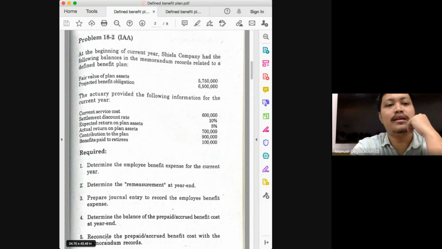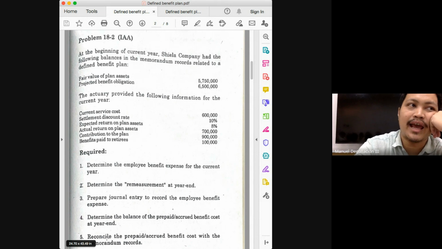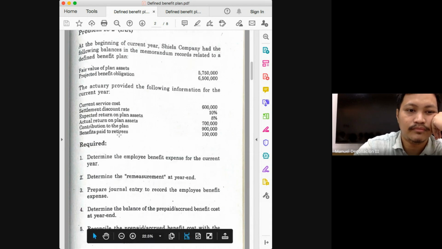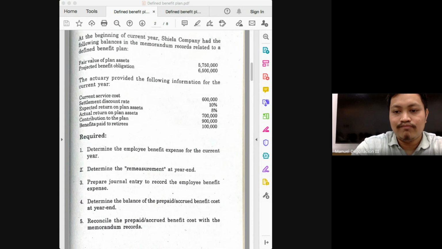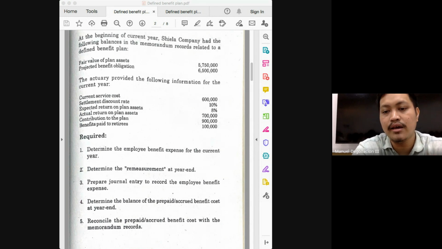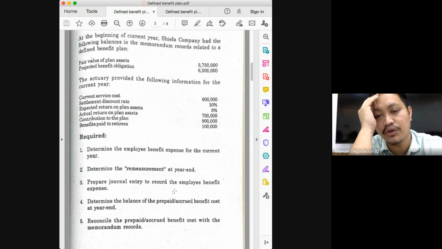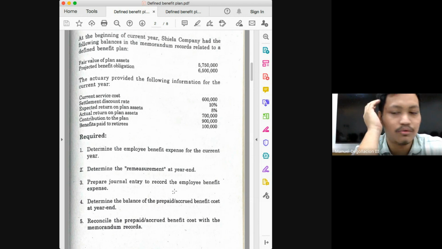Okay. Next possible question that would be asked, class, is to compute for your FVPA end and your PBO end. Let's start with our FVPA. Of course, if we're looking for the ending FVPA, we would start with the FVPA beginning. And again, the FVPA beginning in this problem is 5,750,000.